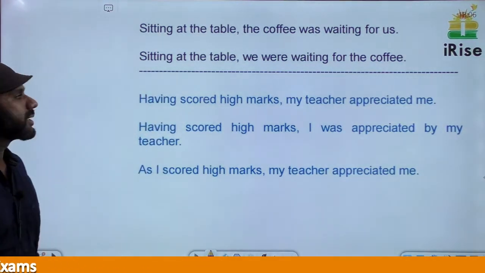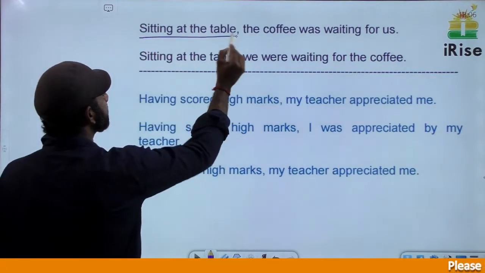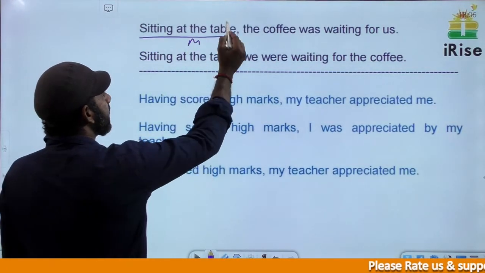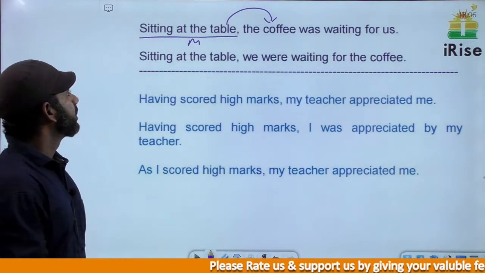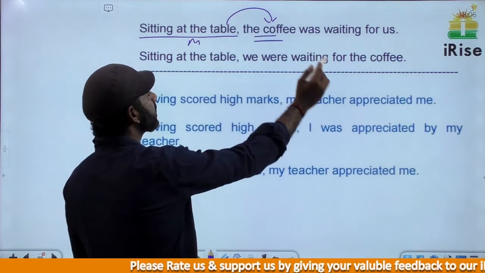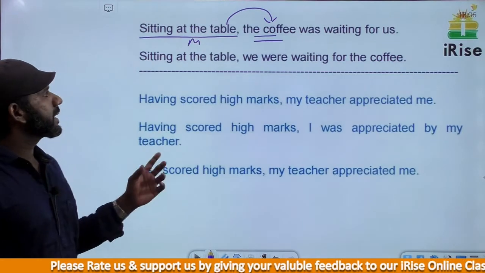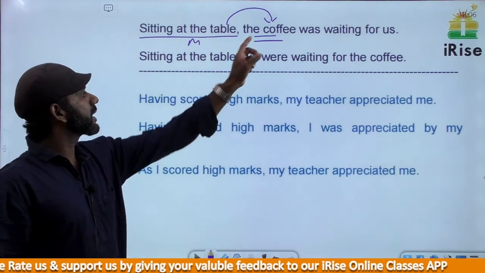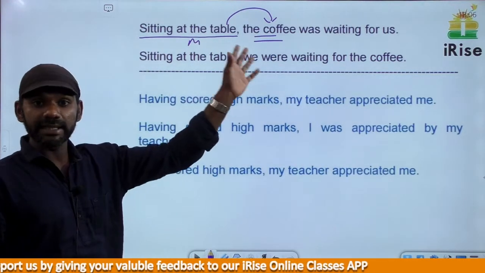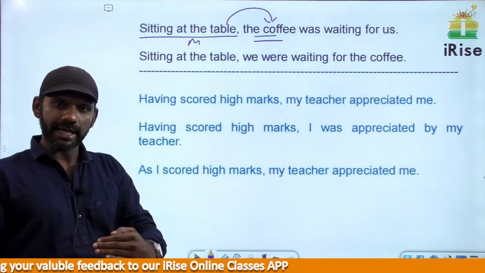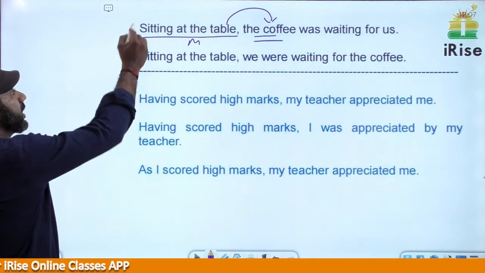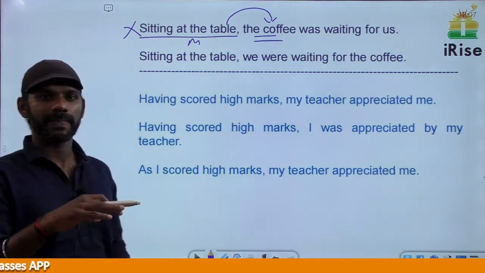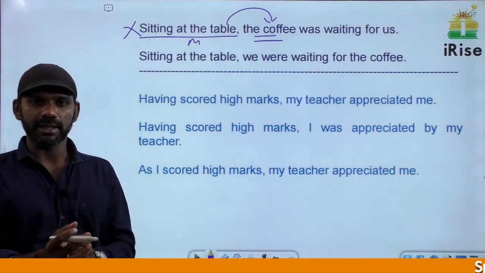The modifier here is sitting at the table, subordinate clause. And the modifier comes very close to the coffee. So the modifier is modifying the word the coffee. So sitting at the table, the coffee means the coffee was sitting at the table. Will the coffee sit at the table? No. Does not make sense. Eliminate it. Will the coffee sit on the table? No. The coffee will never sit or stand actually. Right?